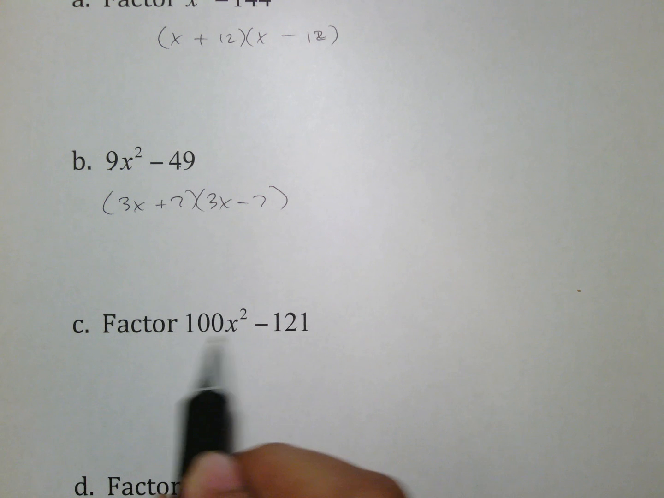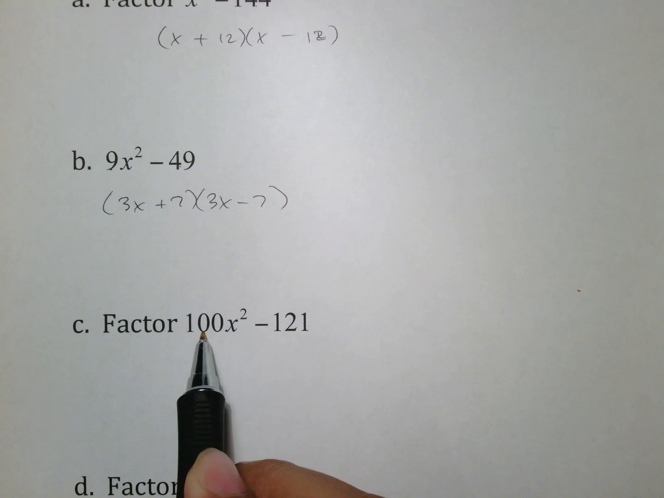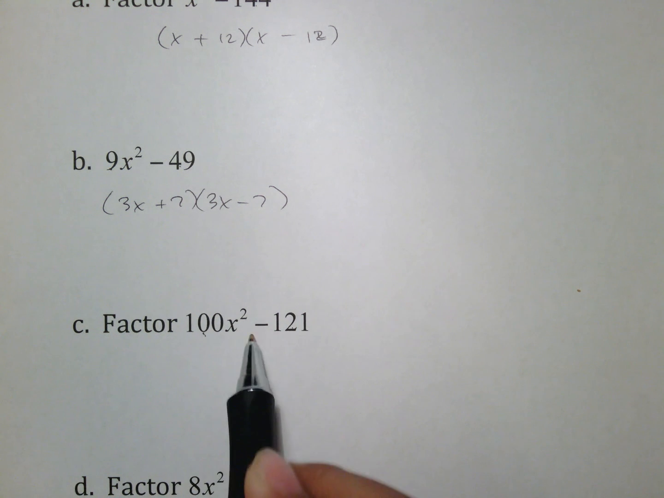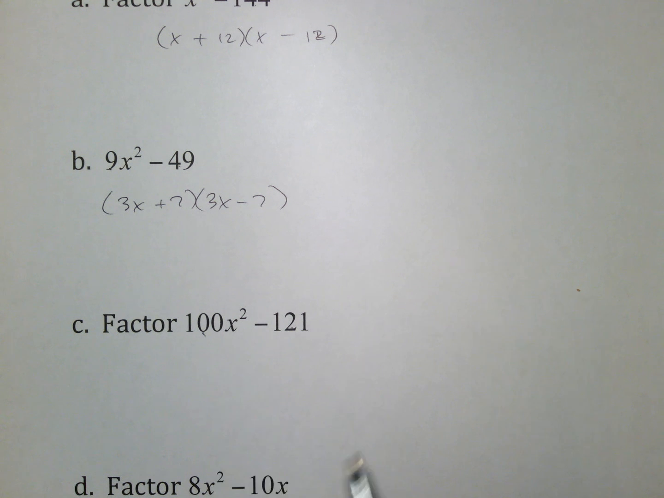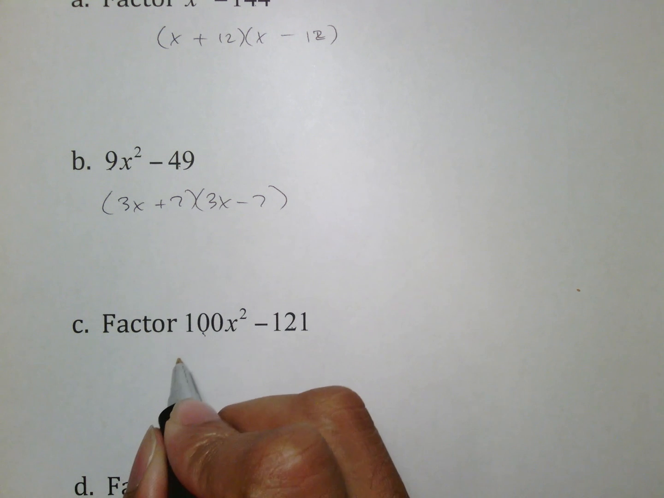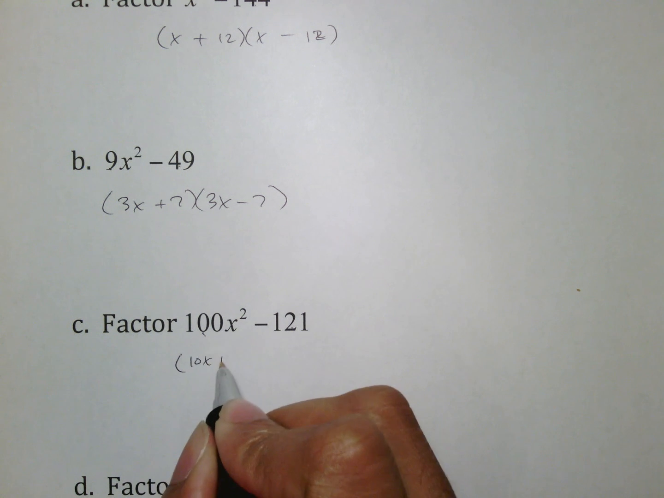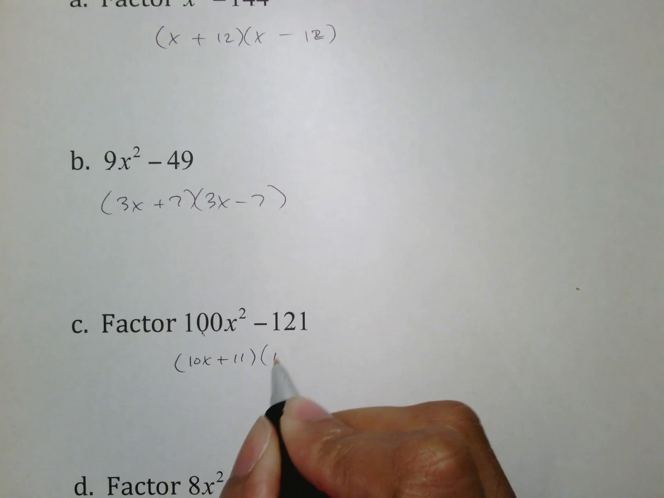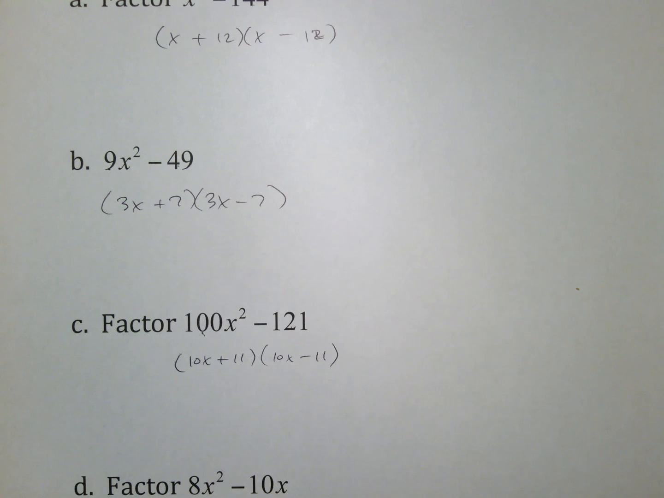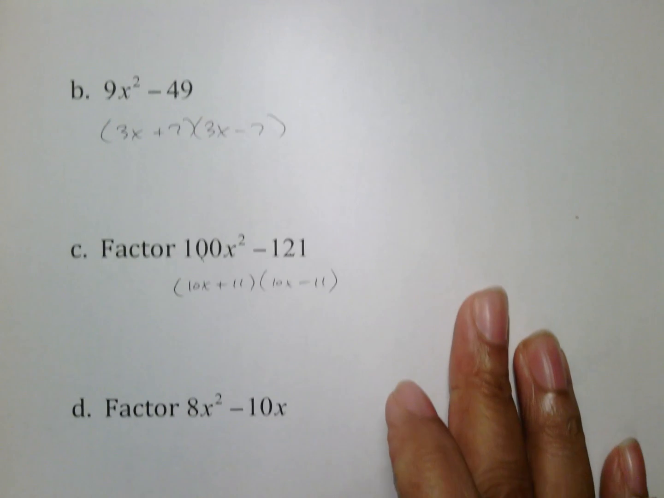This here, once I look at it and I see two terms, that's 10 times 10, 11 times 11 with nothing in the middle but a minus, which is perfect. And so what we do now is we recognize that this is 10x plus 11 and 10x minus 11. So those are where it works.